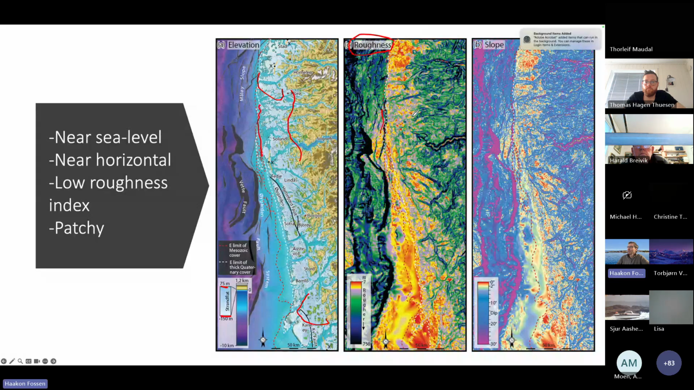Right. Now we can look at the slope, the dip, the slope of the surface. I think this was made with a 250 by 250 cell size. And you can see the warm colors again, very low slope, very horizontal. So that's sort of an objective analysis of the strandflats.